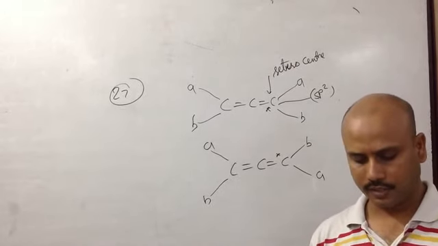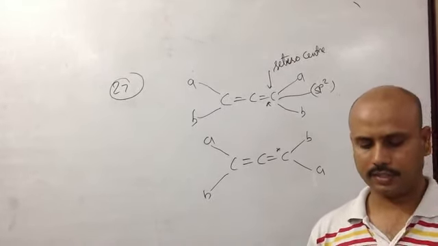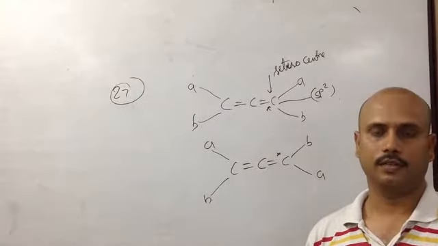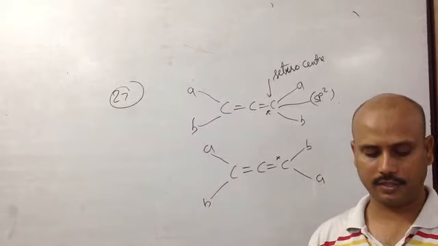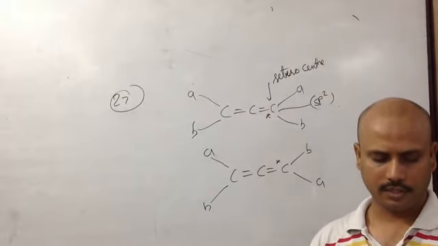Questions number 28 and 29 are easy questions. They are just based on Fischer projection and Newman structure, Newman conformation. You can adjust all that.